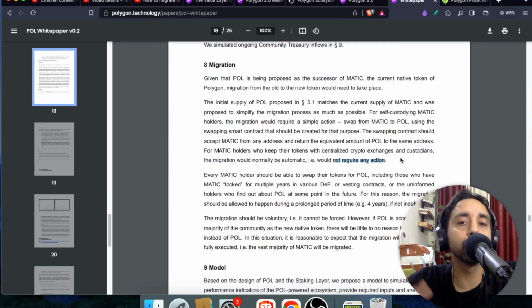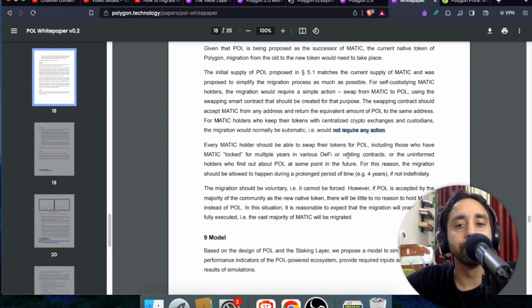If you're someone who's non-technical about the tokens but still holding MATIC, send your tokens to a centralized exchange, keep them there for some time, and you will get information when the MATIC will be converted to POL. Remember, only trust verified or reputed crypto exchanges like Binance, Kraken. These are the top exchanges you should put your tokens in, and they can automatically convert it for you. So that's scenario number two. Scenario number three will be right down here.